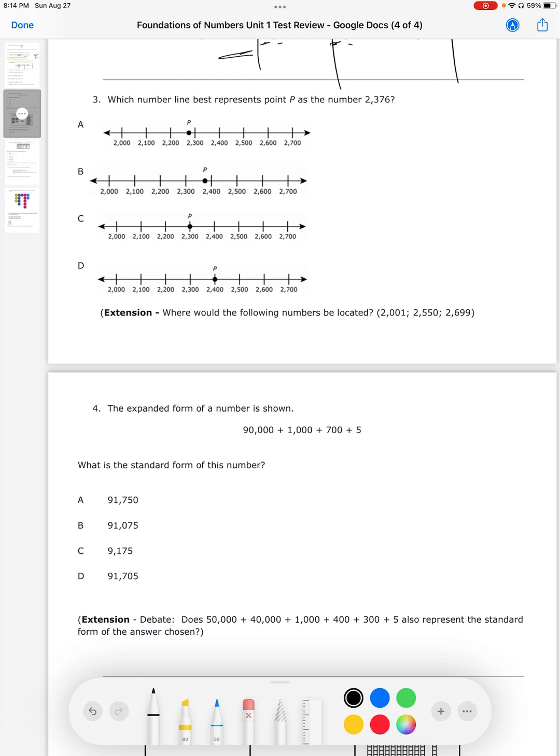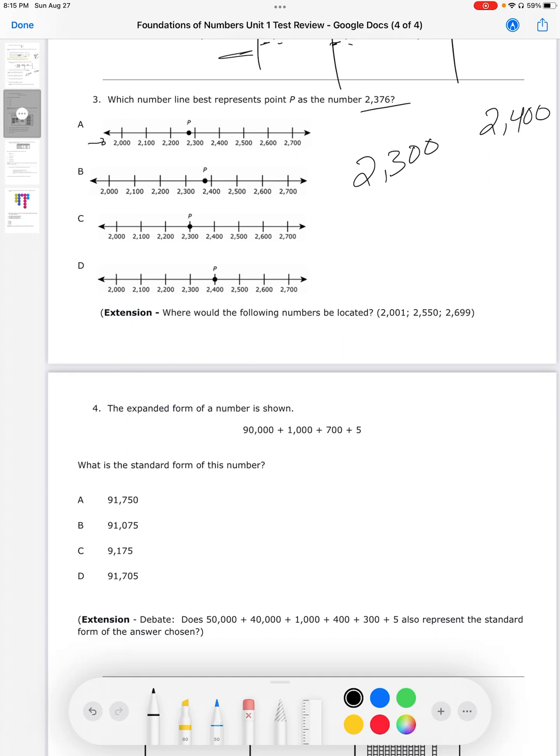It says, which number line best represents point P as the number 2,376? Now, the first thing I'm going to look at are these numbers down here and see what they are. It looks like they're counting or increasing by 100 as they go along. I know the number 2,376 is going to fall somewhere between 2,300 and 2,400. So if I look at answer choice A, that's not going to be the right place because that is going to be too small.